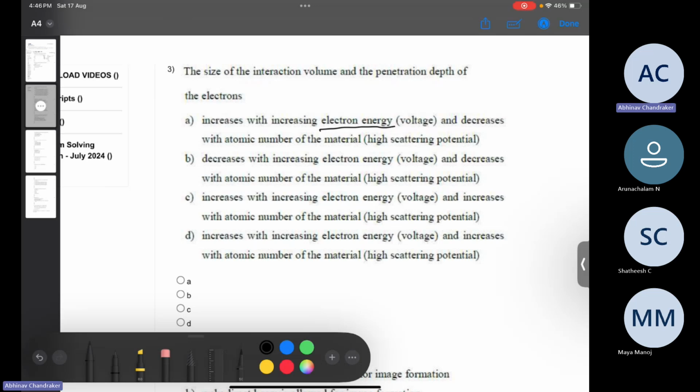Also, as the atomic number of the material increases, I have told you scattering increases. So both of these should have opposite effects on the interaction volume. And the correct answer should be increase and decrease for both of these factors. So A.